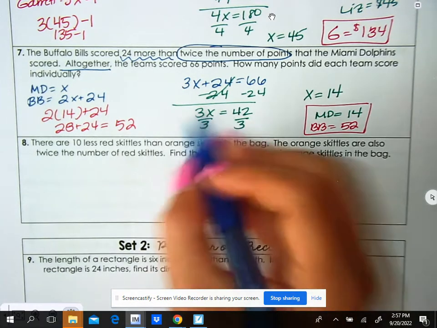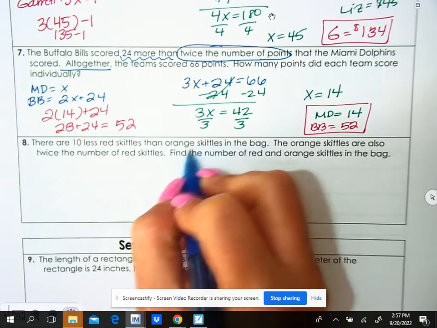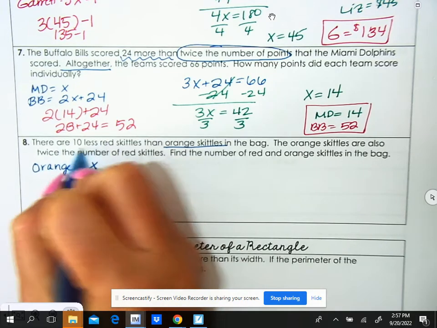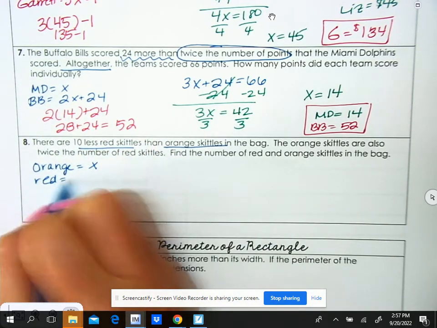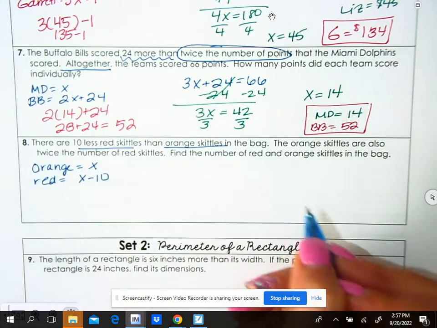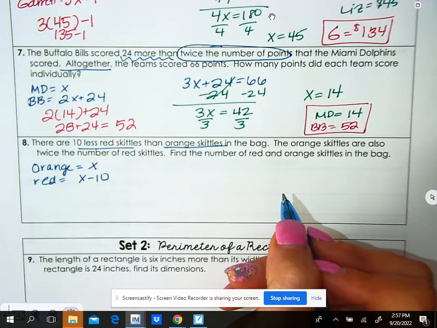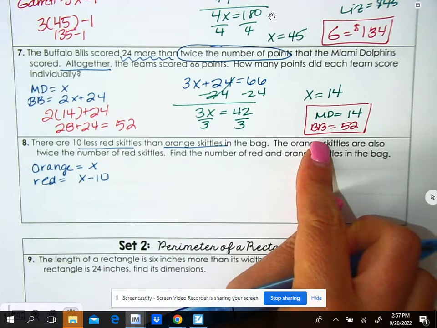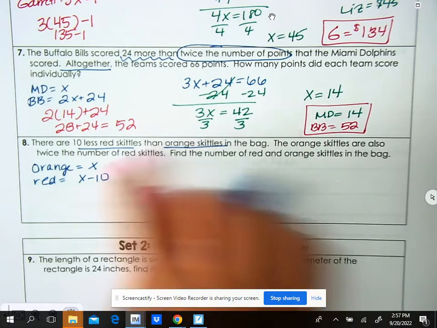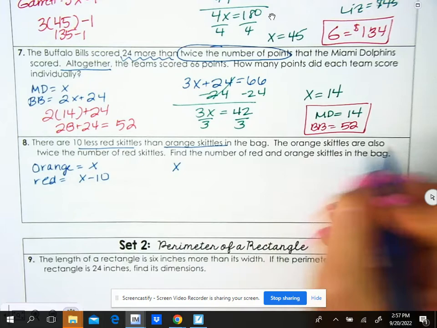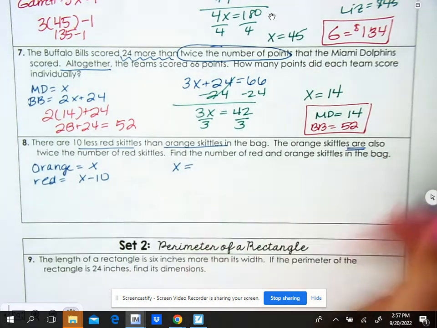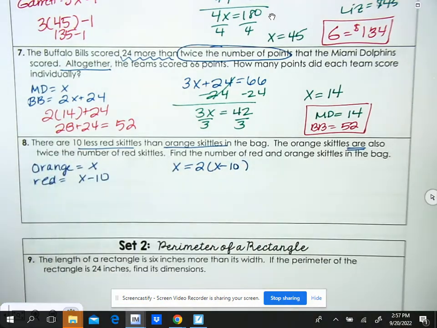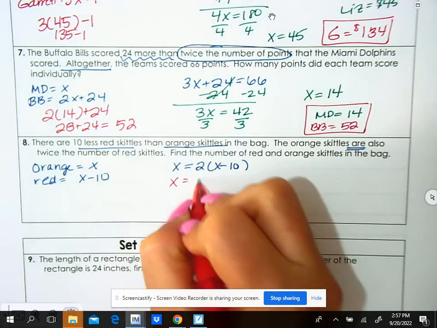All right, last one of these in the first set. Okay, there are 10 less red Skittles than orange Skittles. So orange Skittles is going to be our X. And if there's 10 less than that, then that means red is X minus 10. The orange Skittles are also twice the number of the red Skittles. So the orange X is twice the number of red. So 2 times X minus 10.